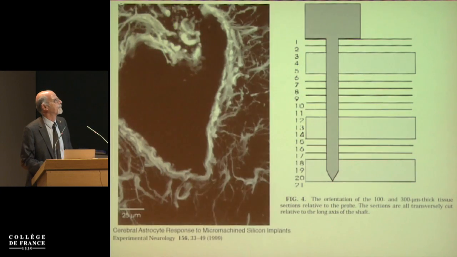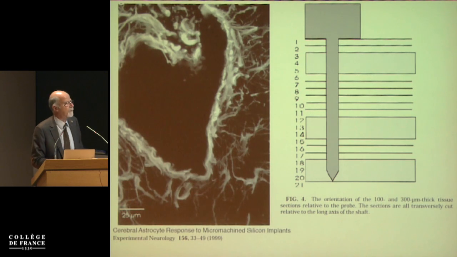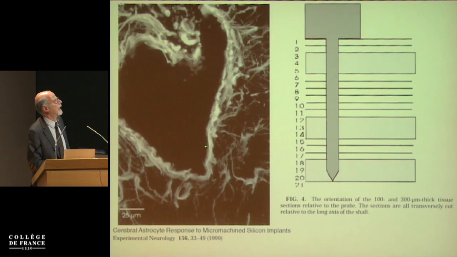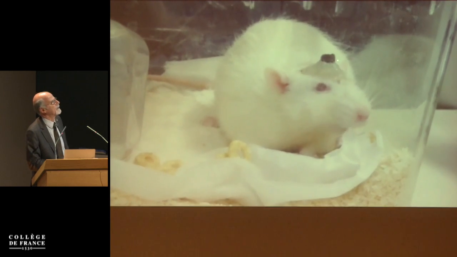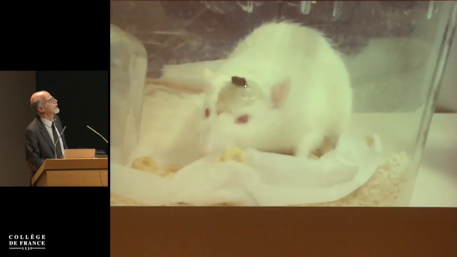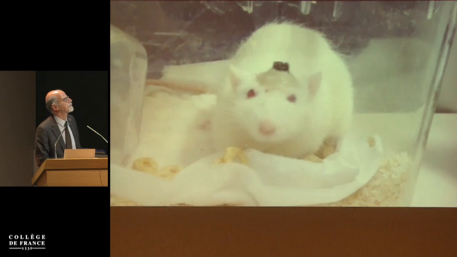But how is this material compatible with the nervous system? I just remind you what I told you before. The scars which are created by the electrode are very thick, and so we wanted to reproduce this with the animal. So we implanted the nanotube sponge in the brain of the animal.